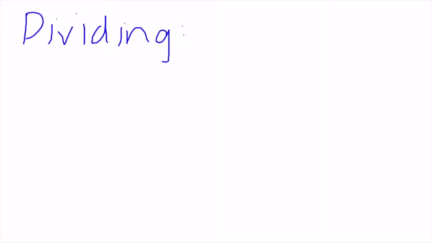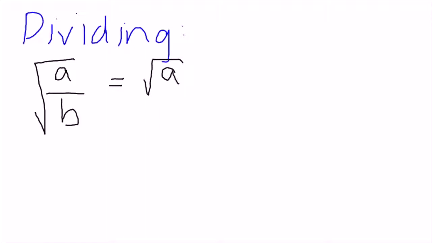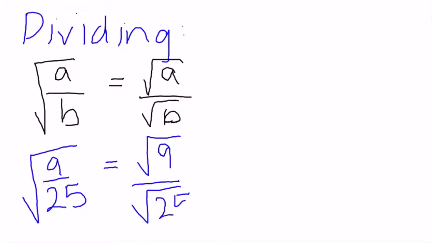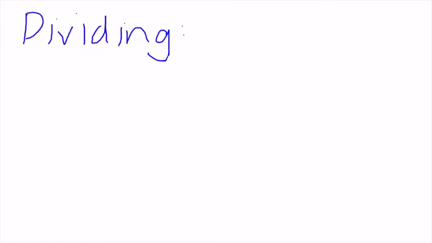You must know that when dividing surds, if you are ever given the value of root a over b, it is also equal to root a divided by root b. So if you are ever given the example of root 9 over 25, you can also say that it is equal to root 9 over root 25, giving us the answer of 3 over 5, as root 9 is equal to 3 and root 25 is equal to 5. Now let's move on to an example.